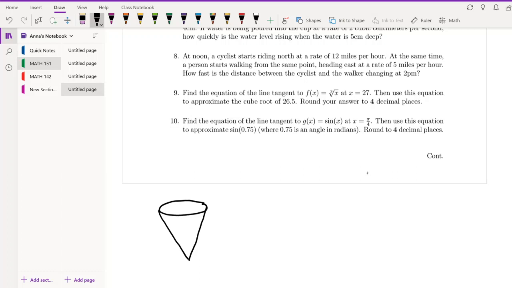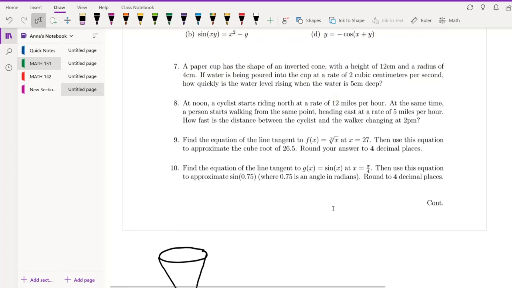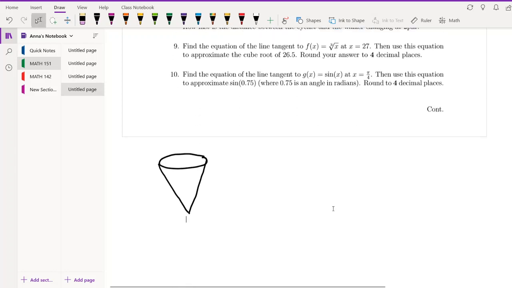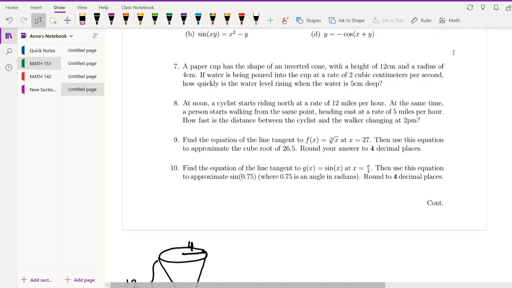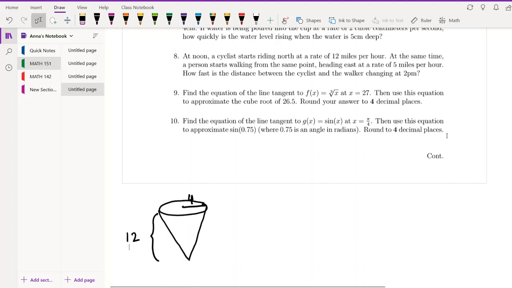And it tells us that the height of the cup is 12 centimeters and the radius of the cup is 4 centimeters. So this measurement this way is 4 and this measurement is 12. Okay, so that's our picture. And then actually there's something else we should add here, which is that water's being poured into the cup. So that means that maybe we should represent the fact that there's some water in this cup. So there we go.